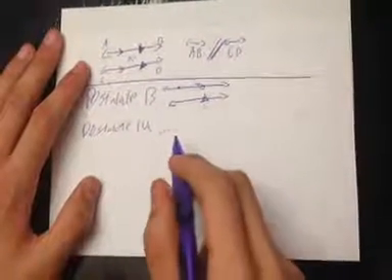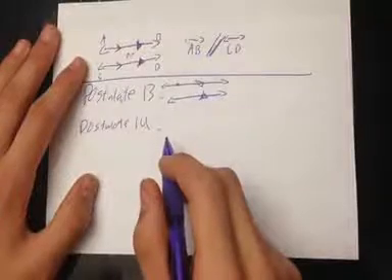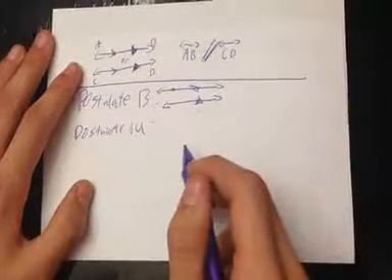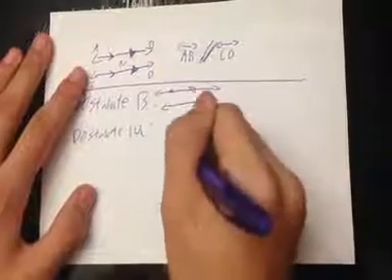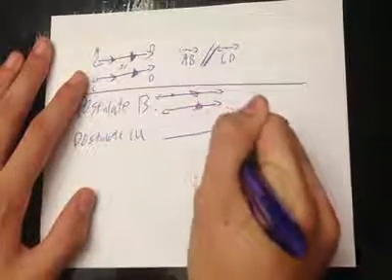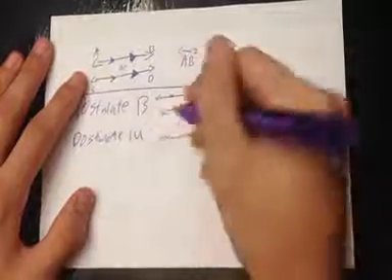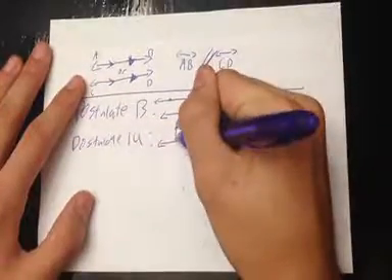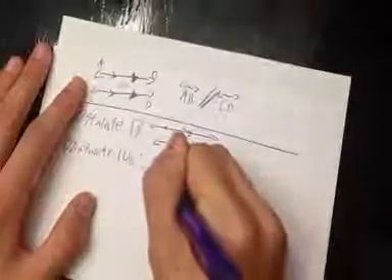Postulate 14 is still difficult. If there's a line and a point not on the line, then there is exactly one line through the point perpendicular to the given line. Whoa. Okay. So what this is saying is that if you have a line here and a point here, there's exactly one line that goes through the point that is perpendicular to this line.